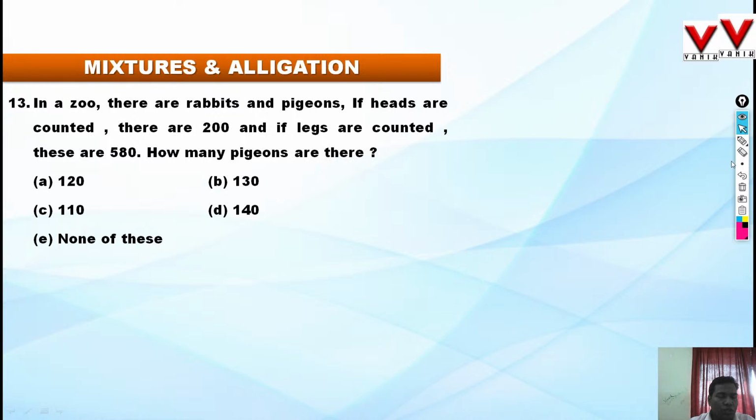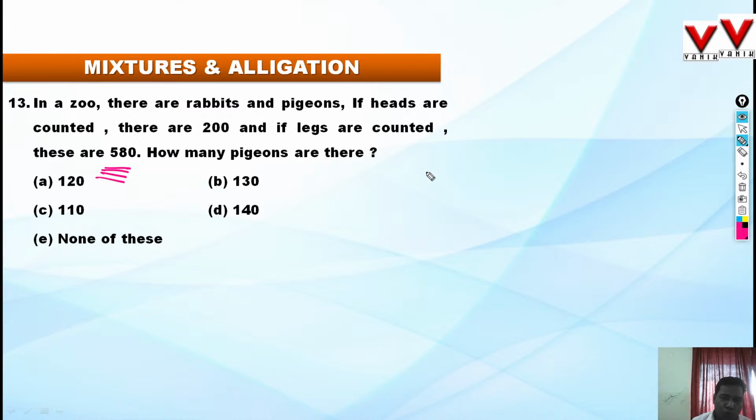In a zoo there are rabbits and pigeons. If heads are counted, there are 200, and if legs are counted, there are 580. How many pigeons are there?